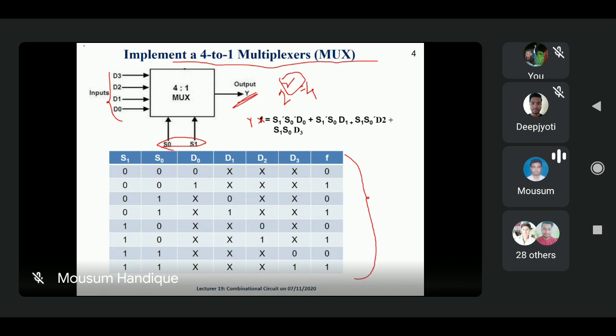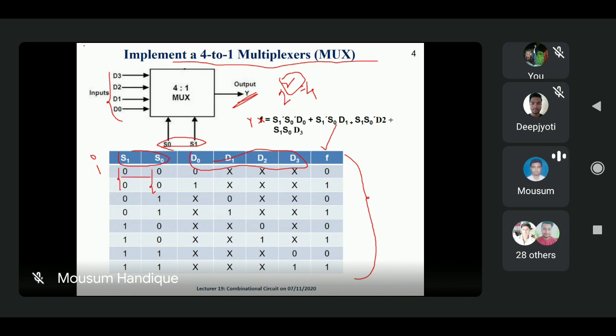How can we construct this particular truth table? Here we are using the selection lines S1, S0, and the input lines D0 to D3, and F is the output. We provide all two-bit binary sequences, because each binary bit may be 0 or 1, so for this purpose we consider all the combinations.